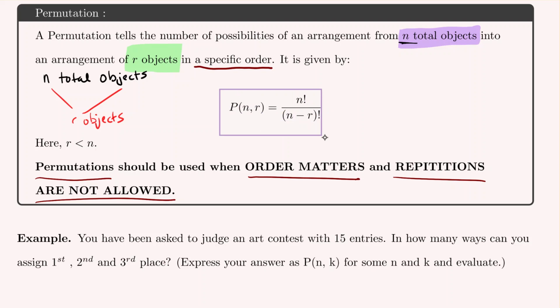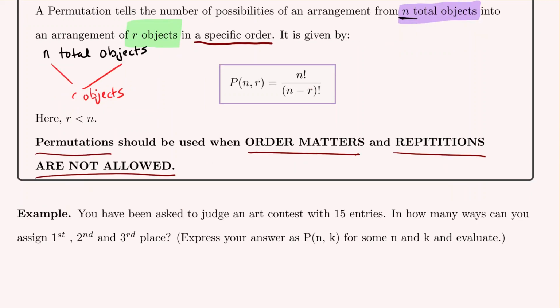So this is an important formula. If you don't have these notes with you, then write this formula down on whatever scratch paper you have, because we will need to reference it in our future examples. Let's see why this idea of permutation will apply to our next example. Suppose we've been asked to judge an art contest that has 15 entries in all. How many ways could we assign first, second, and third place?